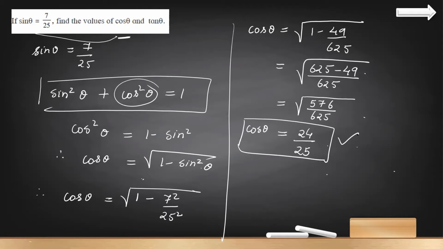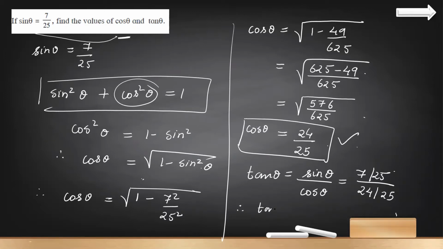We got the first value. Second, they have asked us about tan theta. Now, no need to use the identity for this because we have a direct formula that tan theta is always equal to sine theta upon cos theta. Sine theta, it's given 7 upon 25 divided by 24 upon 25. 25 gets cancelled. So therefore, tan theta is equal to 7 upon 24. Right? That's the way to solve such type of questions.